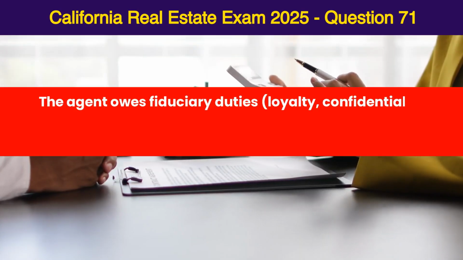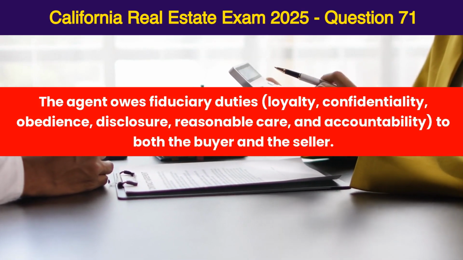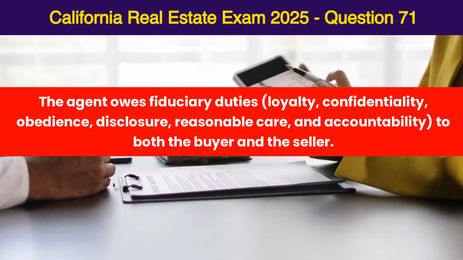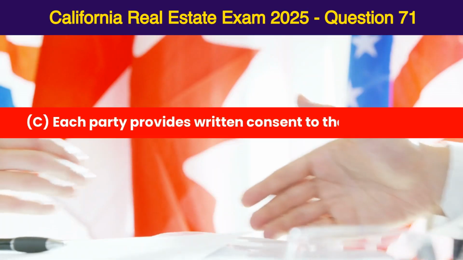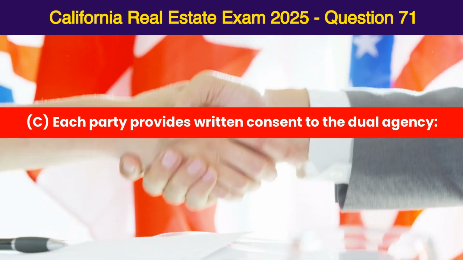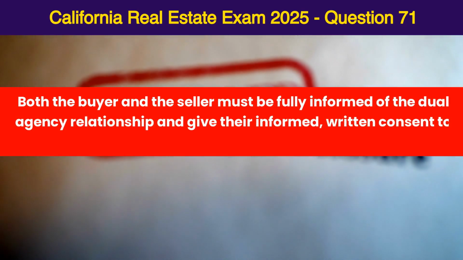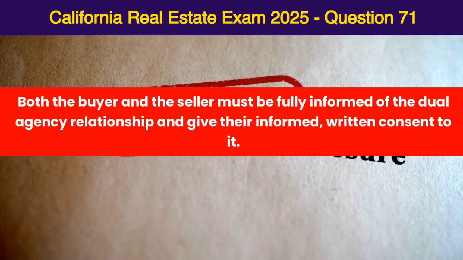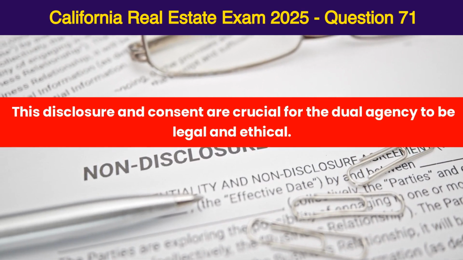The agent owes fiduciary duties: loyalty, confidentiality, obedience, disclosure, reasonable care, and accountability to both the buyer and the seller. This can be challenging in a dual agency situation. C. Each party provides written consent to the dual agency. Both the buyer and the seller must be fully informed of the dual agency relationship and give their informed, written consent to it. This disclosure and consent are crucial for the dual agency to be legal and ethical.